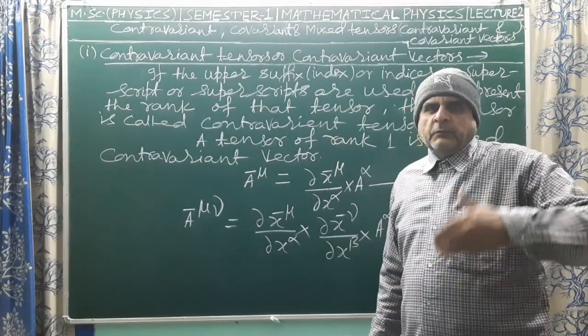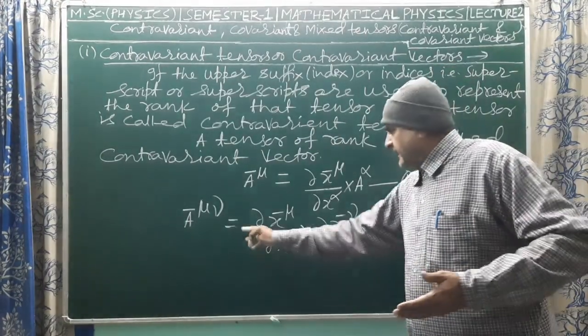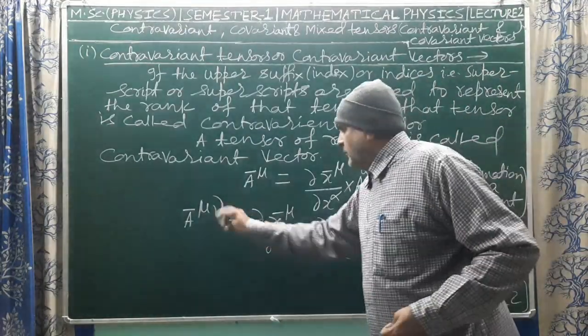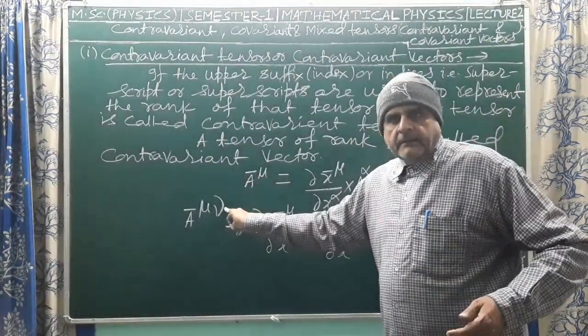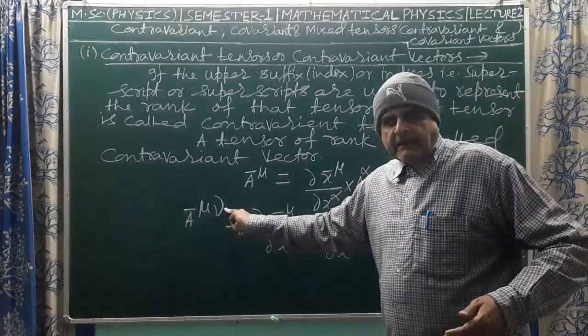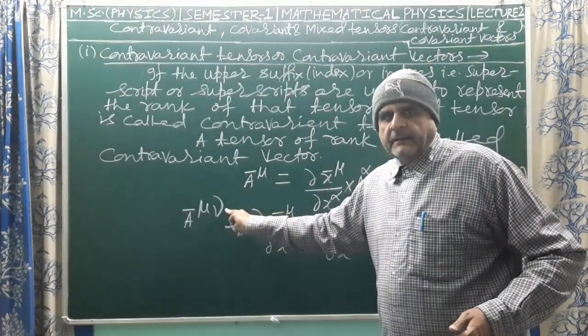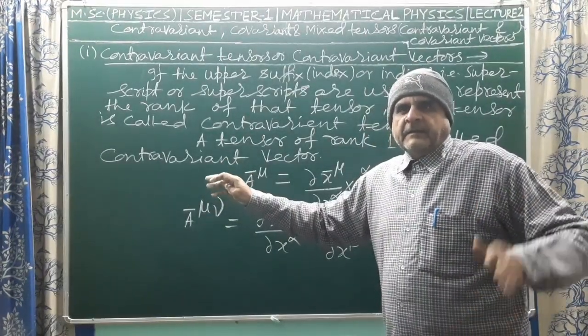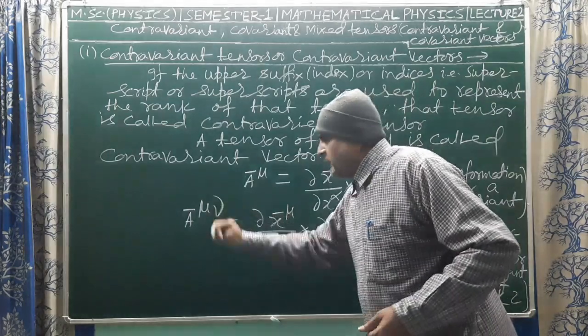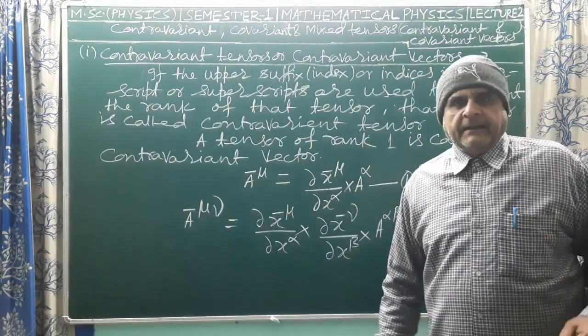तो यहां वन सिस्टम से दूसरे सिस्टम में ट्रांसफॉर्मेशन अगर इस रिलेशन के अनुसार होता है a बार mu nu, a बार mu nu, both mu and nu are upper indices, that is superscripts. जब किसी टेंसर को रिप्रेजेंट करने के लिए अपर इंडिसेस का यूज होता है तो उसे कंट्रावेरिएंट टेंसर कहा जाता है.